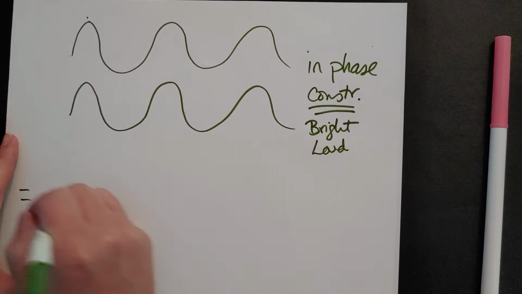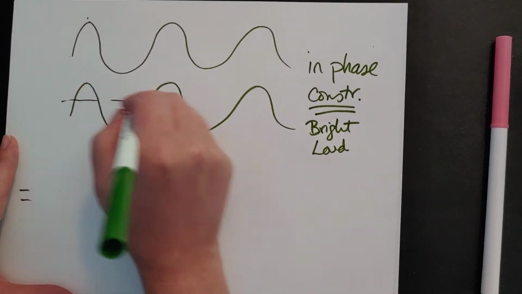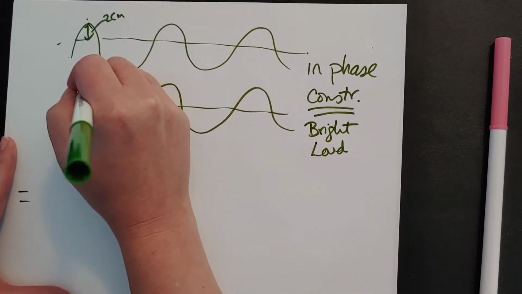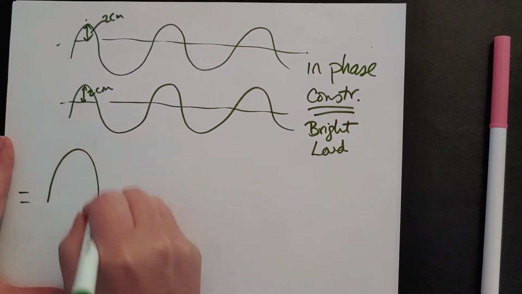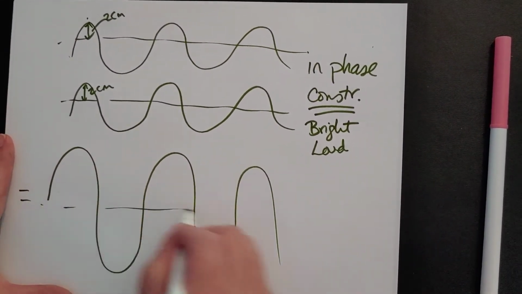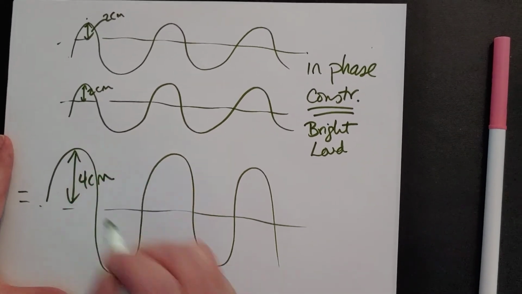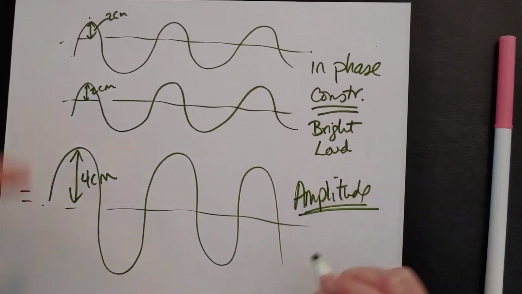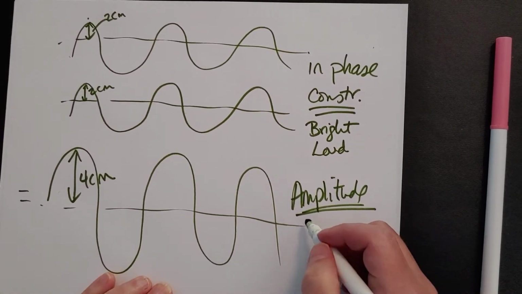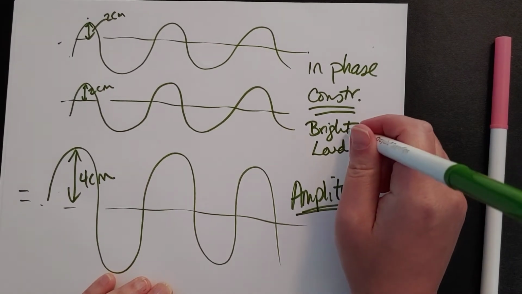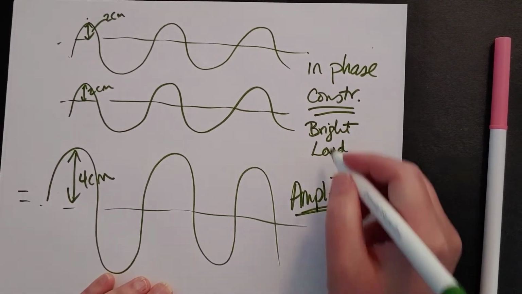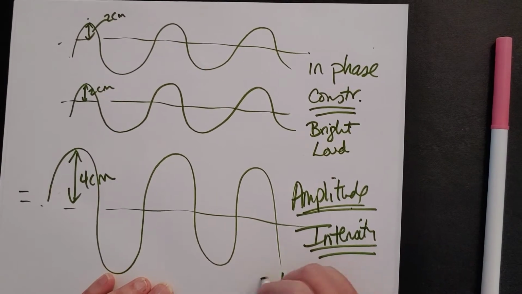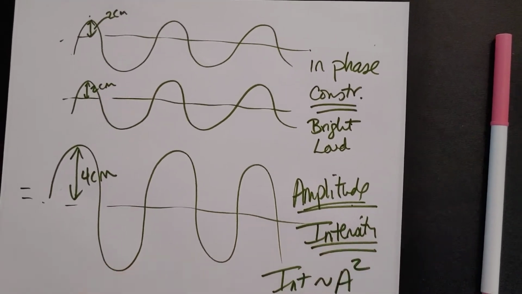And that's because when these are in phase, say my amplitude is 2 centimeters for both of them. Then the amplitudes will add, and that's 4 centimeters. So amplitude is the thing that gets affected by interference. And amplitude gives you information about things being bright, things being loud, and the word that can be associated with both of those is intensity. And the intensity is proportional to the amplitude squared.